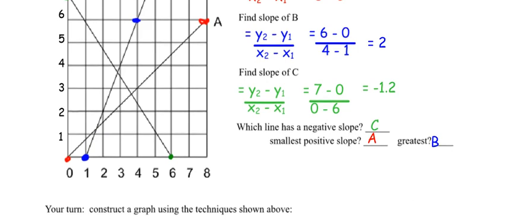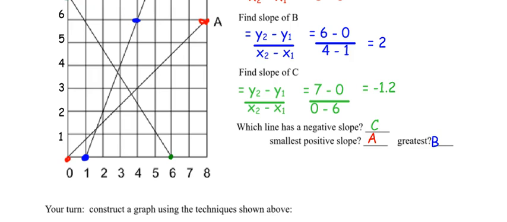Okay, so it's your turn. Construct a graph using the techniques shown above. So you need to put a title in it. You need to put your axes in it. You need to put your lines in it. Don't zigzag them. Okay, so why don't you do that first, pause this, and then we'll do some math.